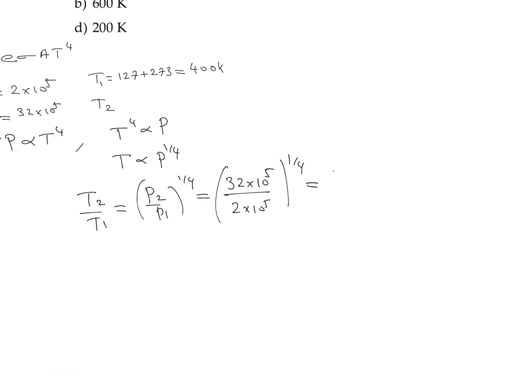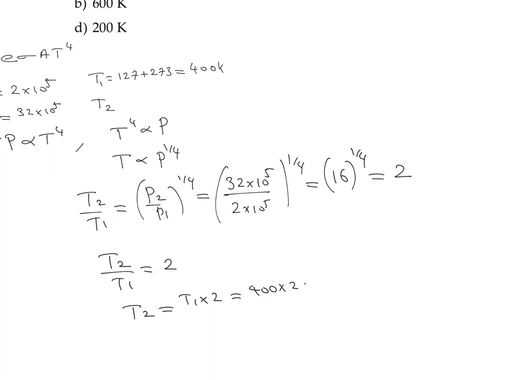So 32 by 2 we can take as 16, and 10^5 and 10^5 get cancelled. So 16 raised to 1/4 gives us nothing but 2, because 2^4 is 16. So T2 divided by T1 is equal to 2. So T2 will be equal to T1 × 2. The value of T1 is given as 400, so 400 × 2 is equal to 800 Kelvin.